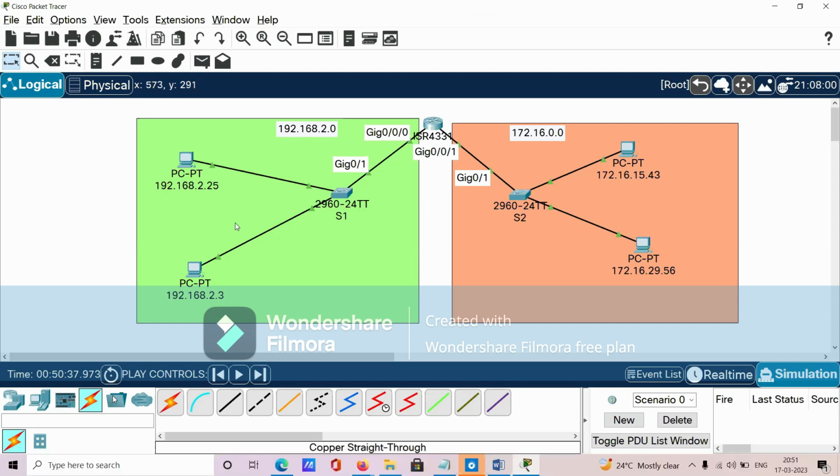2.25 will be aware of all the green connections, and 15.43 will be aware of all the orange connections, because ARP messages are only exchanged within the networks, and within the networks they are not crossing each other.